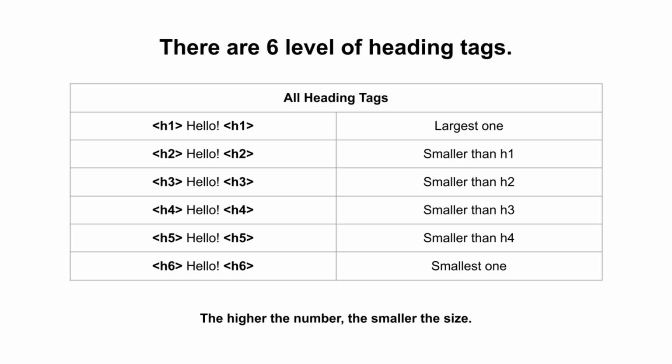In HTML, there are 6 levels of heading tags, H1 to H6. The higher the number is, the smaller its size gets. So H1 is the largest one, H2 is the second largest, H3 is the third largest, H4 is the fourth largest, H5 is the fifth largest, and finally, H6 is the smallest one.